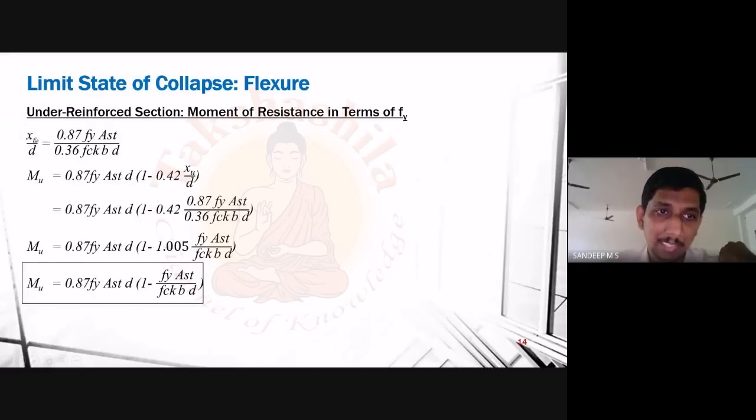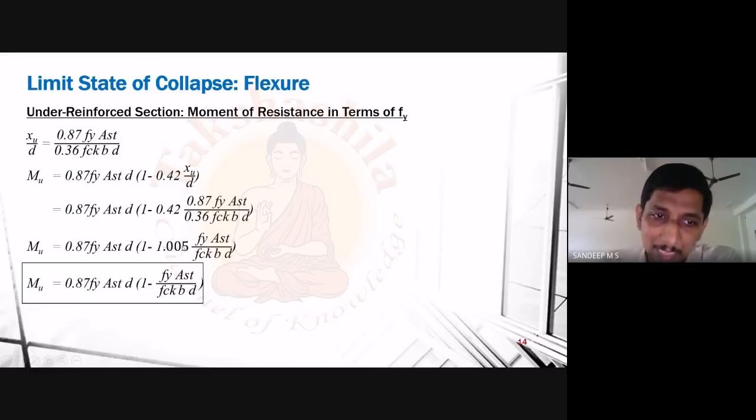So Mu, basically we know that XU is equal to 0.87 Fy AST by 0.36 FCK into BD. And we have reached up to this level, that is 0.87 Fy AST into D into 1 minus 0.42 XU by D. So instead of this XU by D, now I will be substituting this value. Once I substitute this, you can see a numerical term here, that is 0.42 into 0.87 by 0.36. If you find the final value of this, you will obtain 1.005, which is approximately equal to 1 itself. So I am taking that as 1.